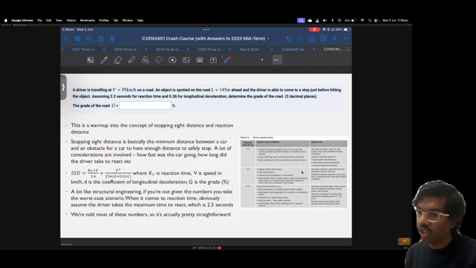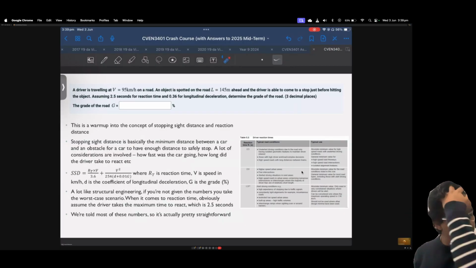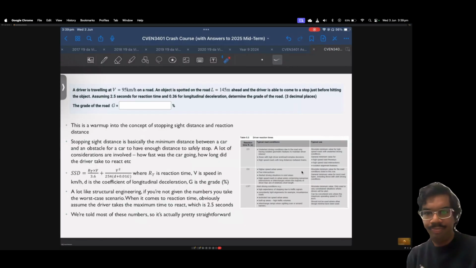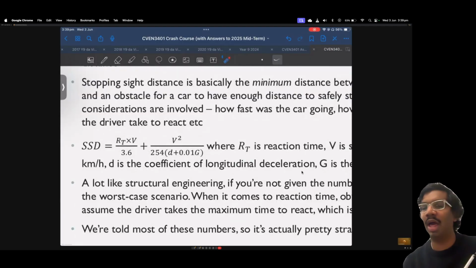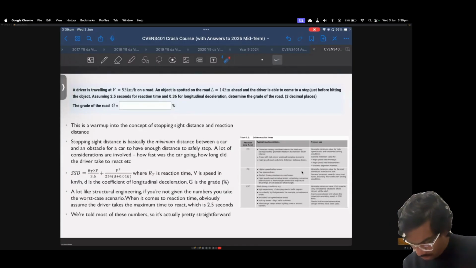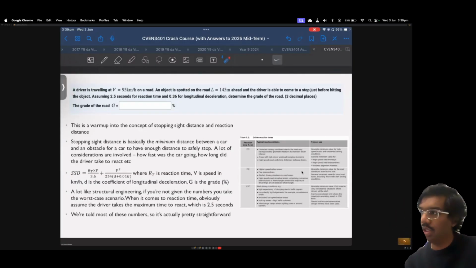If you have a sharp reaction time, obviously it'll go down as well. But a lot like structural engineering, a lot like steels, you assume the worst case scenario, okay? So the formula is reaction time multiplied by the speed of the road over 3.6, because the speed of the road is in kilometers per hour, so that's why we divided by 3.6, plus the speed of the road squared over 254 times d plus 0.01 g, okay, where d is the coefficient of longitudinal deceleration and g is the grade.